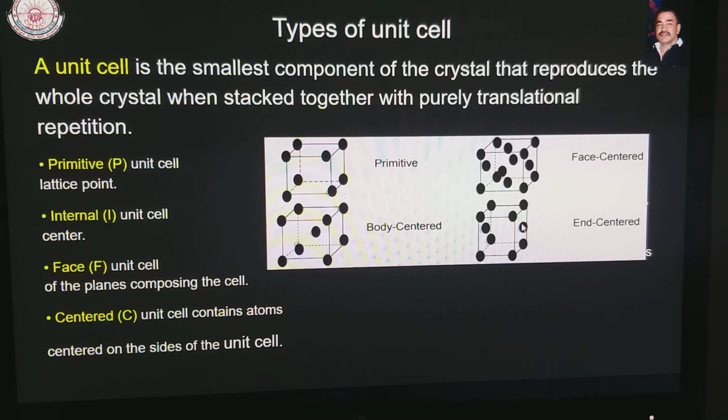And the fourth one, it has side lattice points. It has 2 lattice points on the 2 sides of the unit cell. So in this way, you can have 4 different basic types of unit cells.